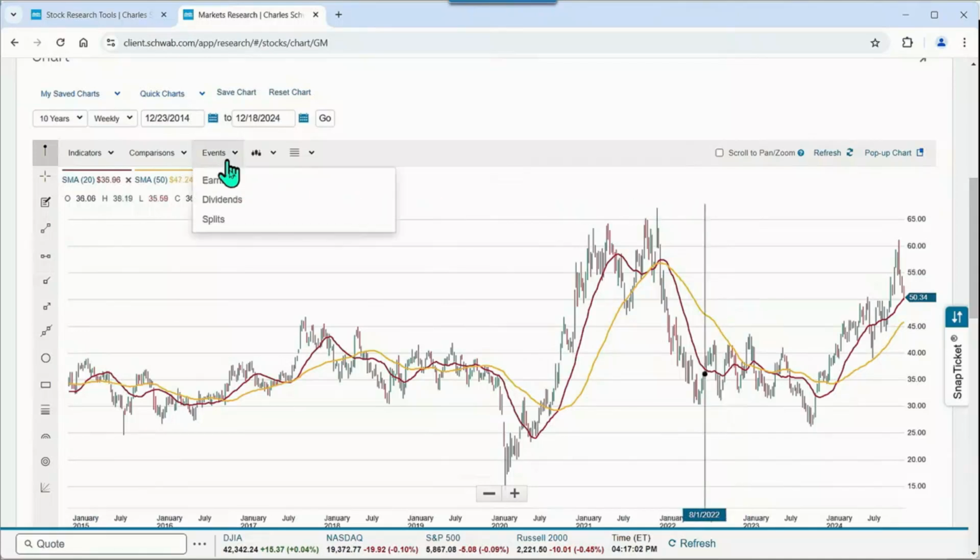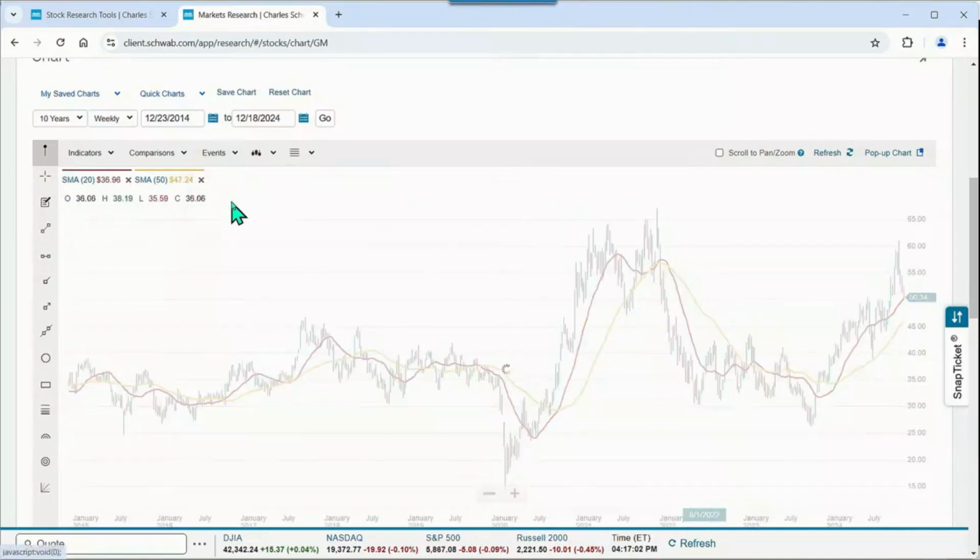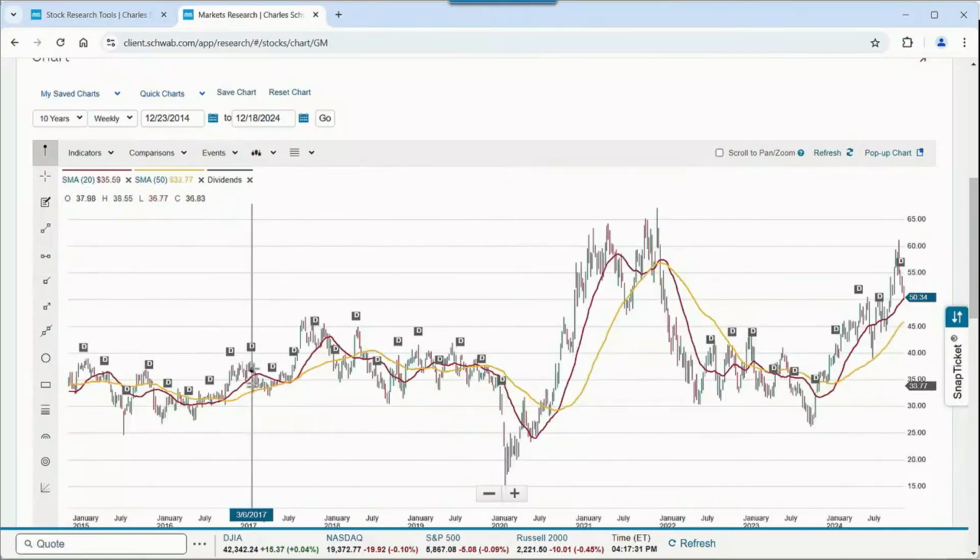So I'm going to click on events. I'm going to click on dividends. And you can see everywhere there's a little black D square box. That's a dividend. And you can see throughout the history the dividends that have gone along. Now notice there's a gap in dividends. Now that was COVID, March, or early 2020 was COVID. And you can see, what did they do with their dividend there? They discontinued paying the dividend.